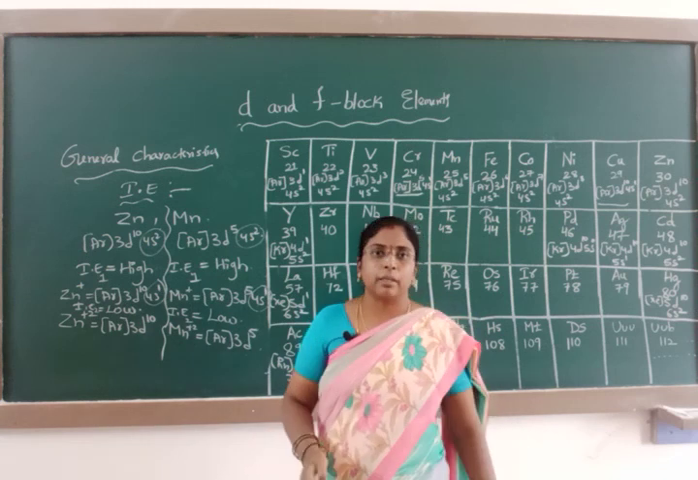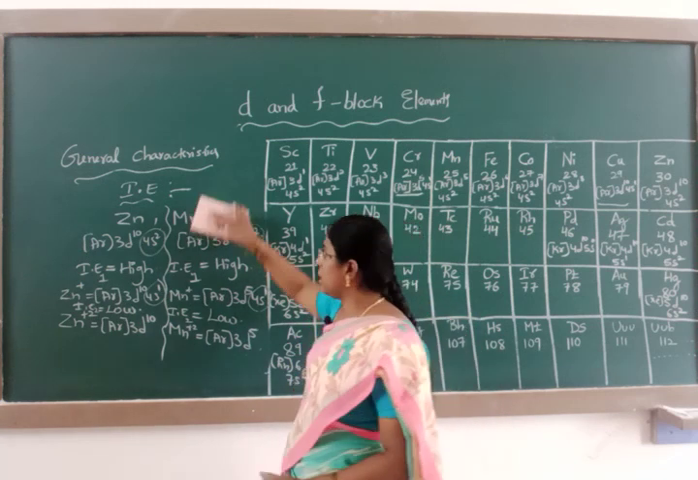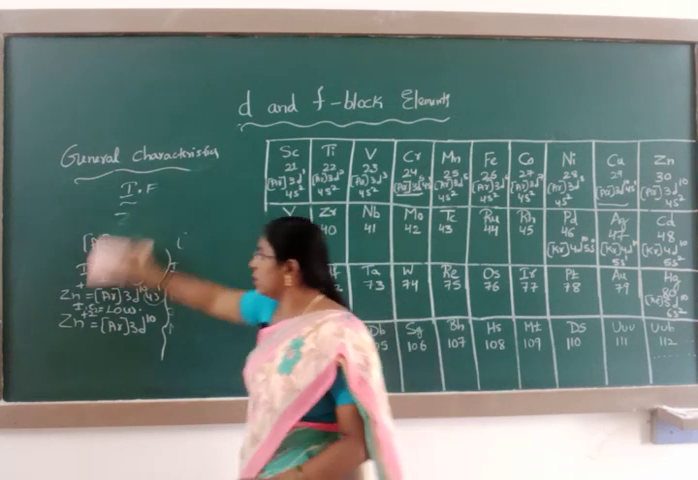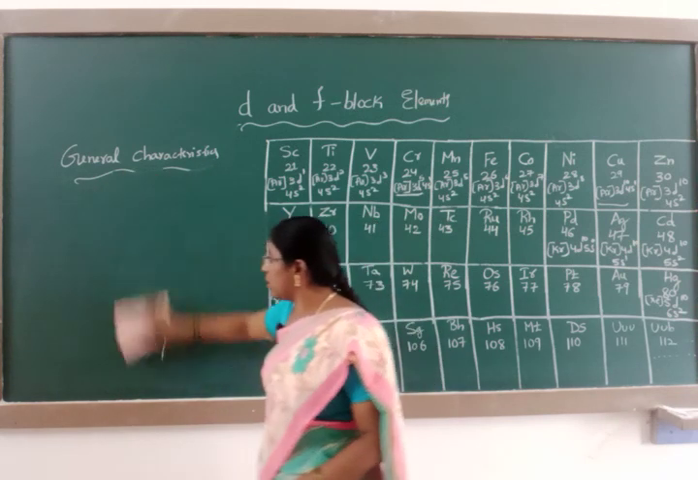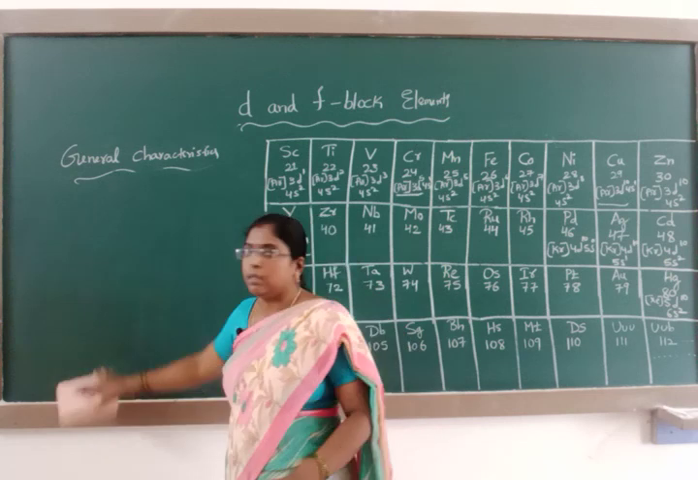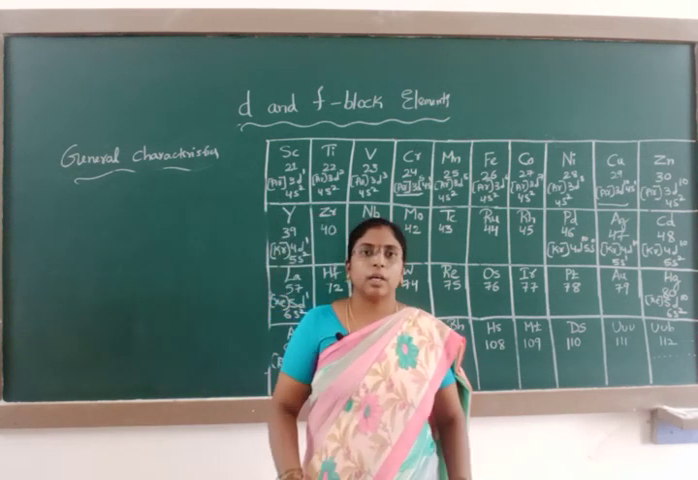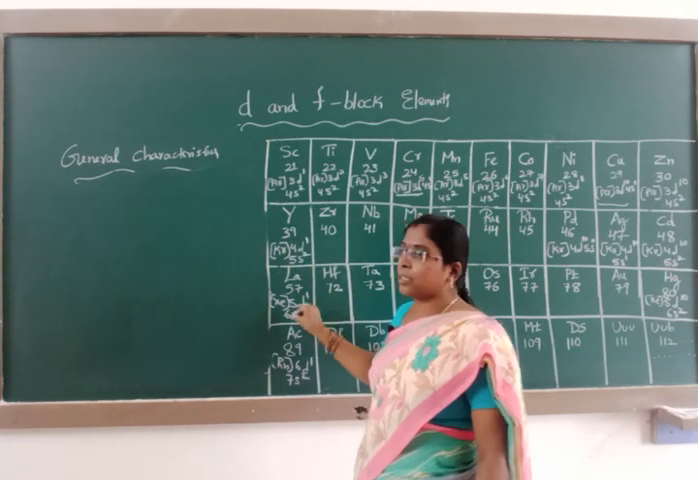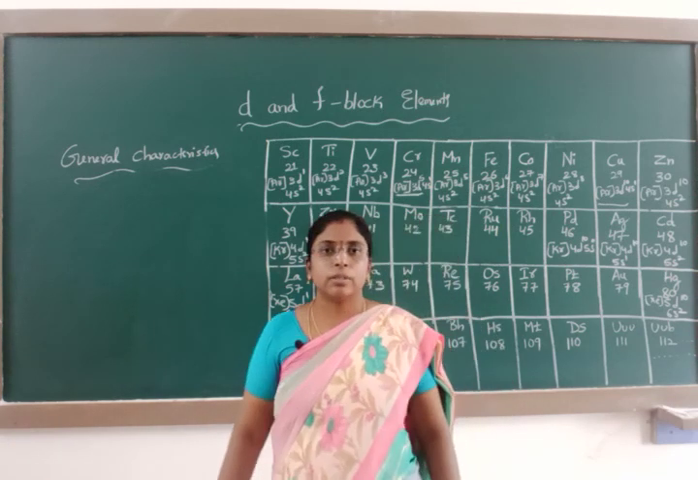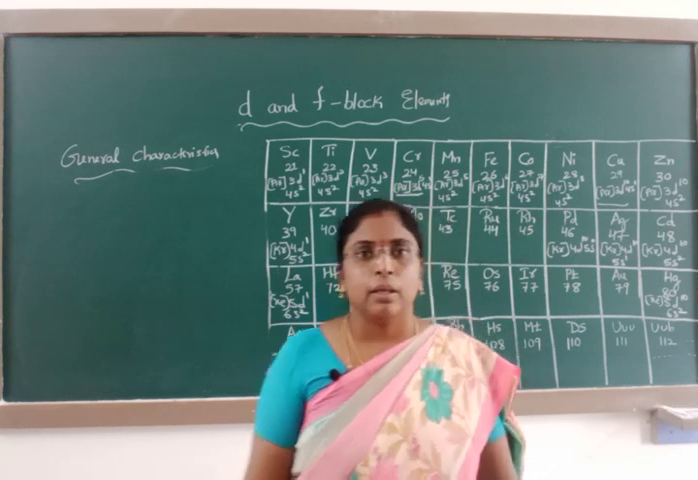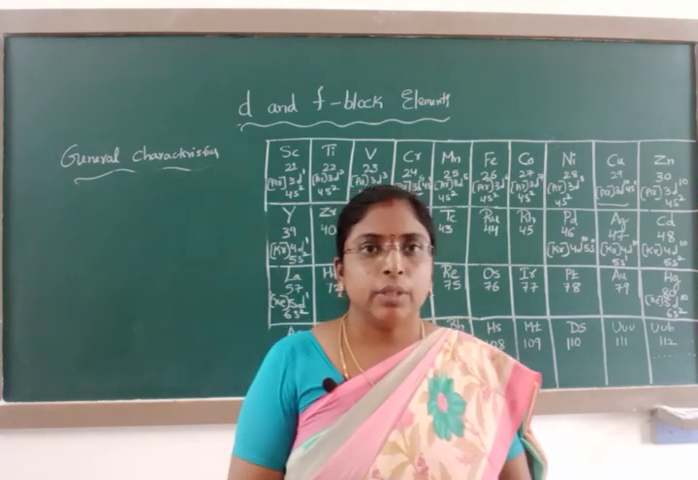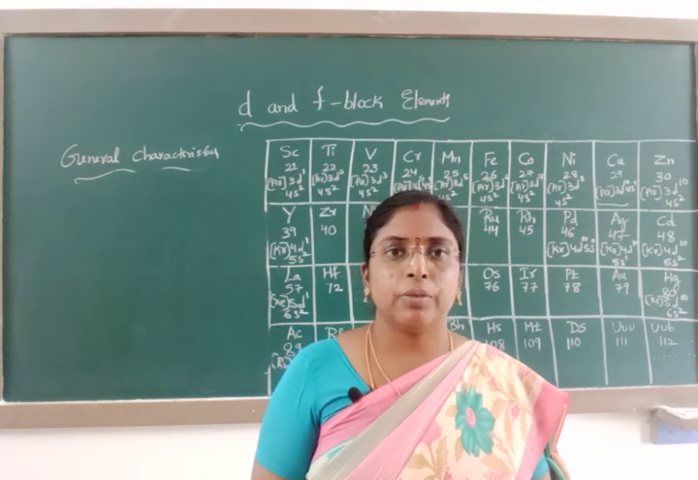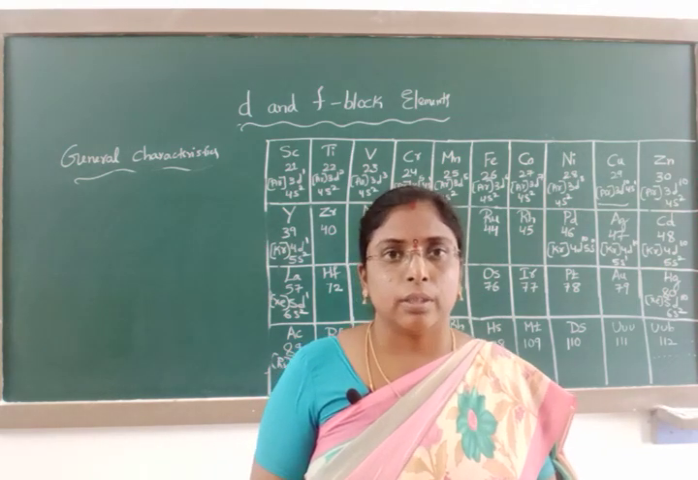If you see the ionization enthalpy compared to the second and third transition elements, the first transition elements have low ionization enthalpy compared with the second as well as third transition elements. In the next session, we will study the melting point, boiling point, enthalpy of atomization, and oxidation state.